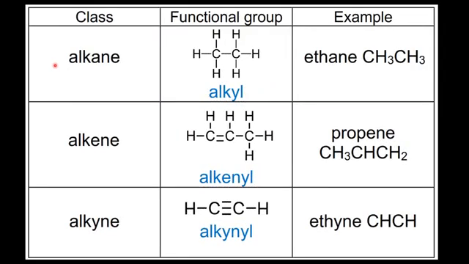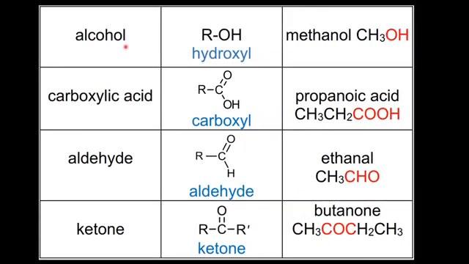Next, we'll look at all the classes and functional groups that you need to know for standard level chemistry. So the first example is the alkanes, which have carbon-to-carbon single bonds. An example is ethane. Next, we have the alkenes, which have carbon-to-carbon double bonds. An example is propene. Next, we have the alkynes, which have a carbon-to-carbon triple bond. An example is ethyne. Next, we have the alcohols.